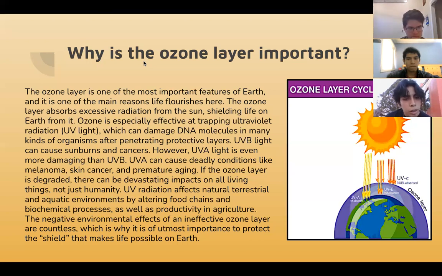If the ozone layer is degraded, there can be devastating impacts on all living things, not just humanity. UV radiation affects natural terrestrial and aquatic environments by altering food chains and biochemical processes, as well as productivity in agriculture. The negative environmental effects of an ineffective ozone layer are countless, which is why it is of utmost importance to protect the shield that makes life possible on Earth.